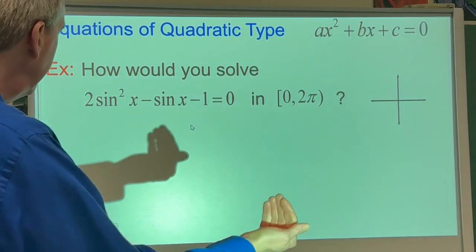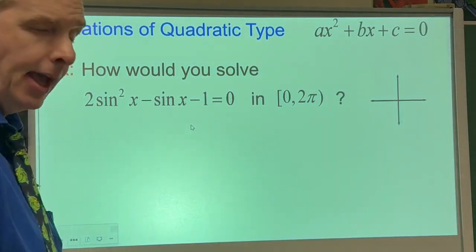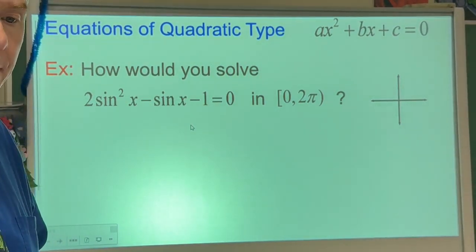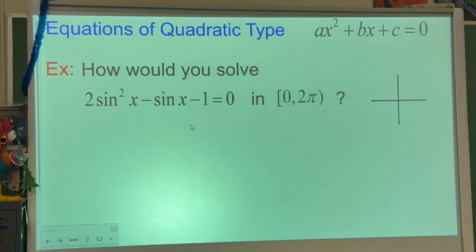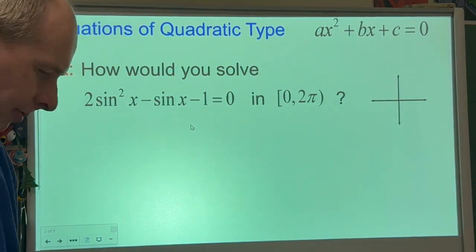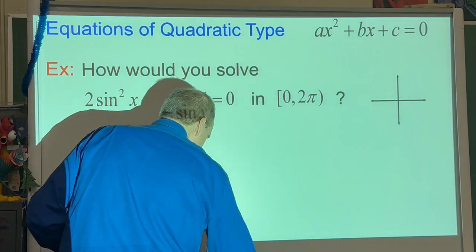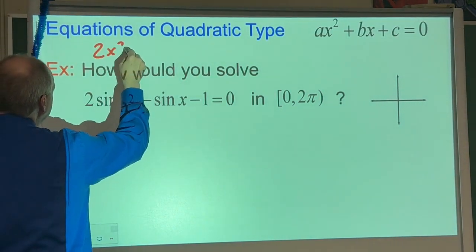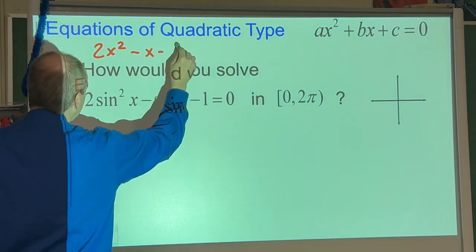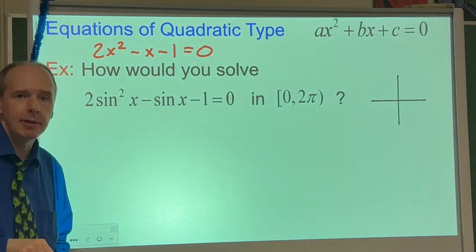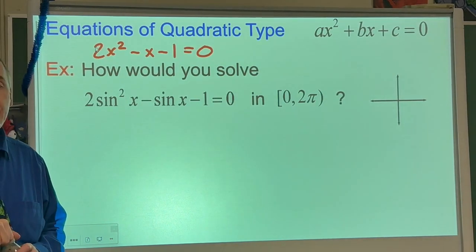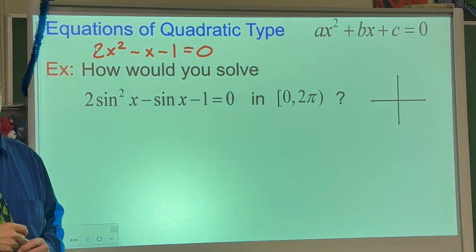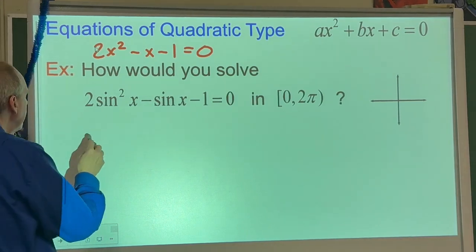We have a squared, not squared, and our constant term. We're supposed to solve it from 0 to 2 pi, so just those solutions. Well, the first thing that we would do is factor. If you think of this as 2x squared minus x minus 1, you could probably factor it. We're going to do the same thing. Just because it has signs in there, don't let that scare you off.